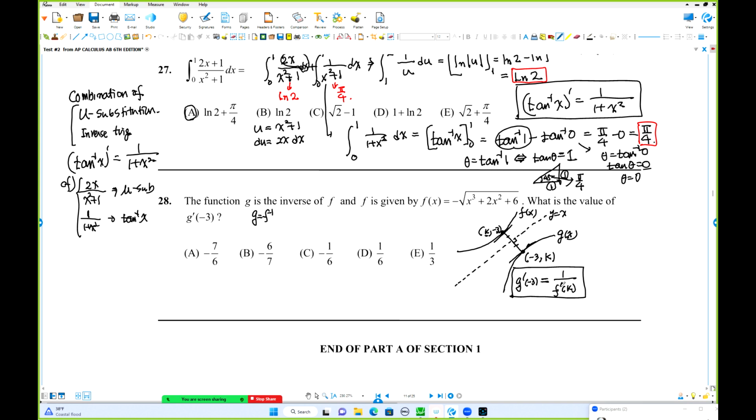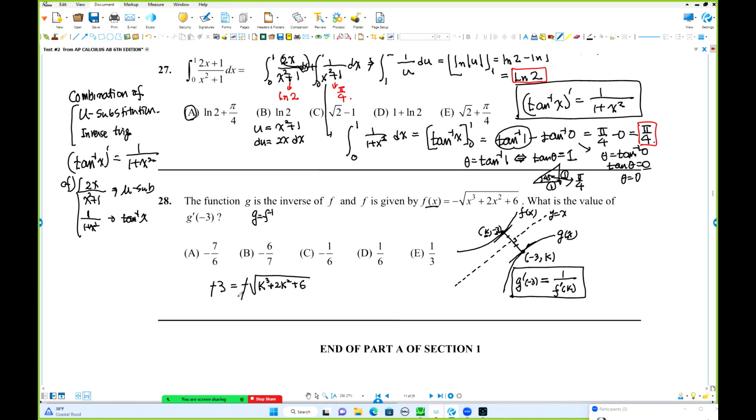Okay, now let's find f prime of k, but we don't know the value of k. We know the value of y is -3. Using this, we're going to find the value of k. Y is now -3, the original. -3 equals negative square root of k cubed plus 2k squared plus 6. From here, we need to find the value of k. The minus is out.